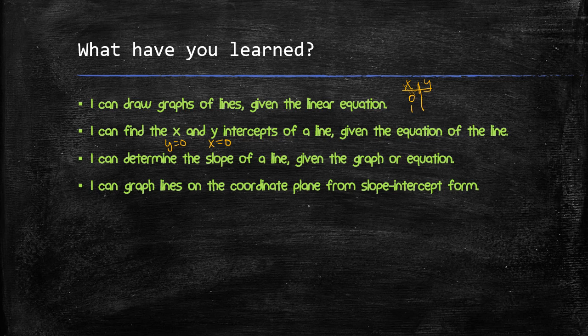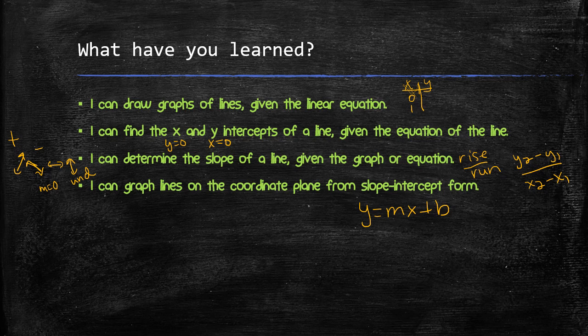Determining the slope of the line. Remember, slope is rise over run, or it's your y2 minus y1 over x2 minus x1. It can also be described by positive and negative. We've got our horizontal and vertical lines. Here your slope is 0, m is 0, and here your slope is undefined. This is a positive slope and a negative slope. And then lastly, we can graph lines in the coordinate plane from slope-intercept form. We really just need to focus on the y-intercept and the slope to graph our line. So that's a recap of all that we did today.